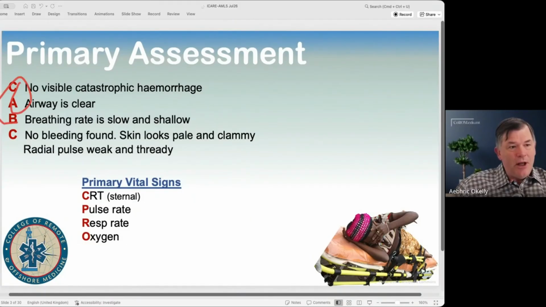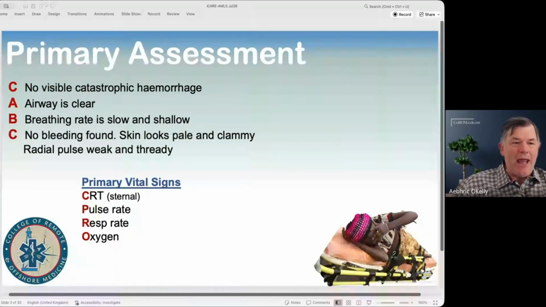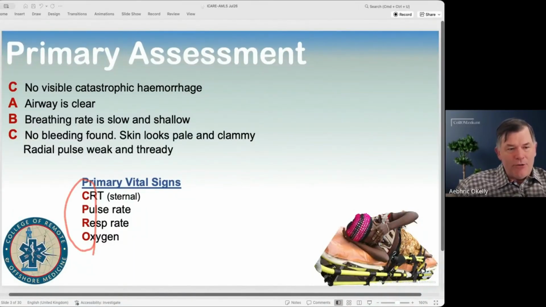So we've got catastrophic hemorrhage, airway, breathing, circulation, and I don't see anything big sick. So this is a medical problem, not a trauma problem. So I need to start getting my vital signs. And at the college, we have primary vital signs and secondary vital signs.